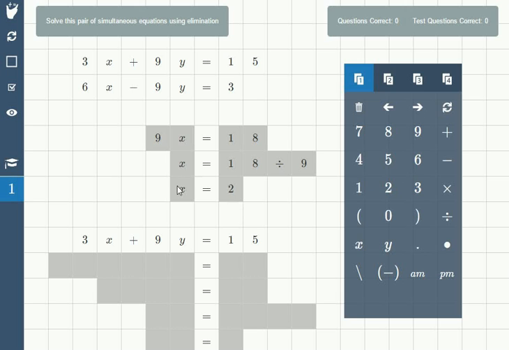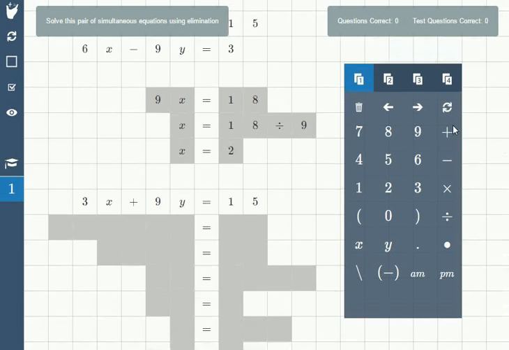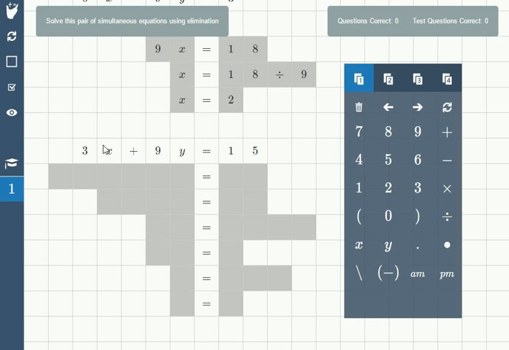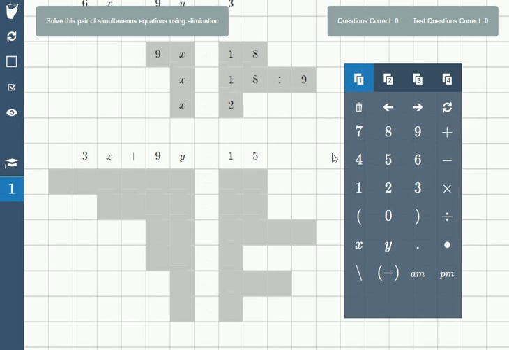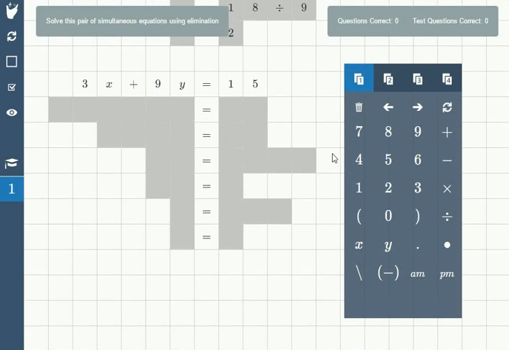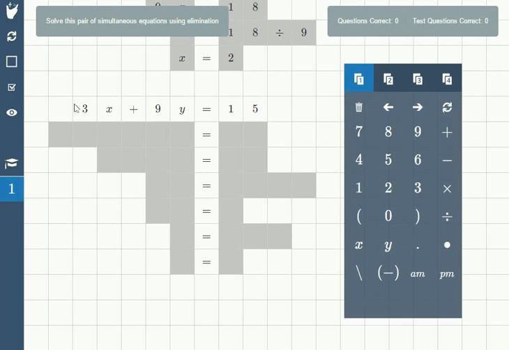Now that we've found the value of x, we can work out what the value of y is. So if we scroll down a little bit, we can see that here we've got one of our original equations from up the top, and all we have to do is substitute x into that equation and then solve it to find y. So in the equation we can see that we've got 3 times x plus 9y equals 15.